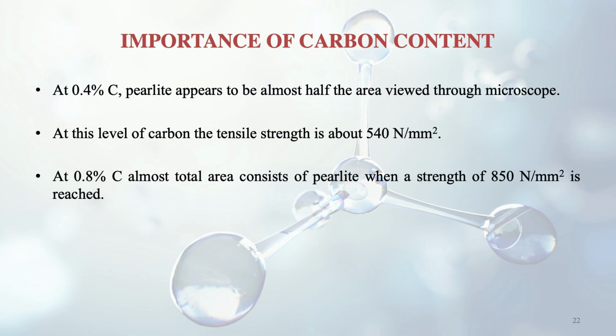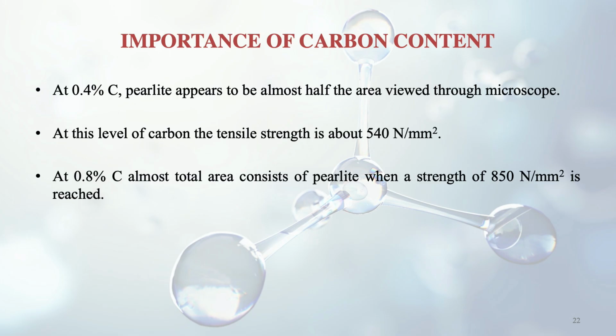So it's in between, like we discussed earlier. The ferrite one was around 250, and the other, the pearlite one, was around 800. So it's a middle one, 540 Newton per millimeter square. At 0.8% carbon, almost the total area consists of perlite. So like discussed earlier, at 0.8% it is only perlite. So it has a strength of 850 Newton per millimeter square.